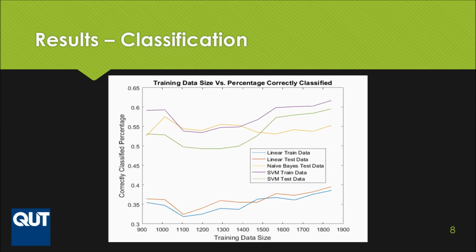This is some of the results that we got. So we see here training data size versus percentage correctly classified. We looked at 3 techniques here: linear, naive Bayes, and SVM, which stands for support vector machine. We see that as the training data size increases, the reliability of all of the models improves, but SVM, which is the purple and green ones there, are the ones that are on top with the most accuracy.